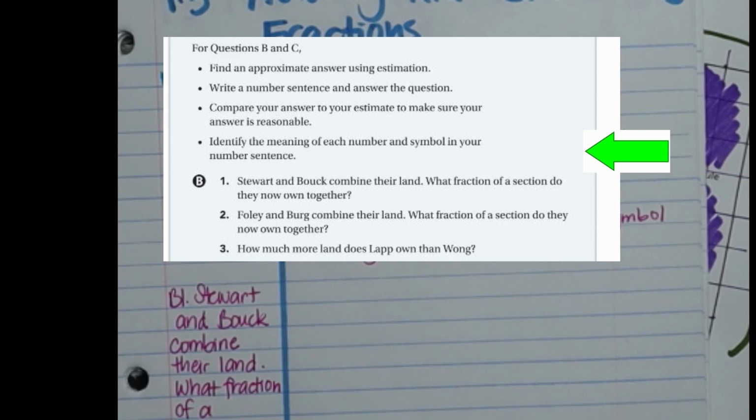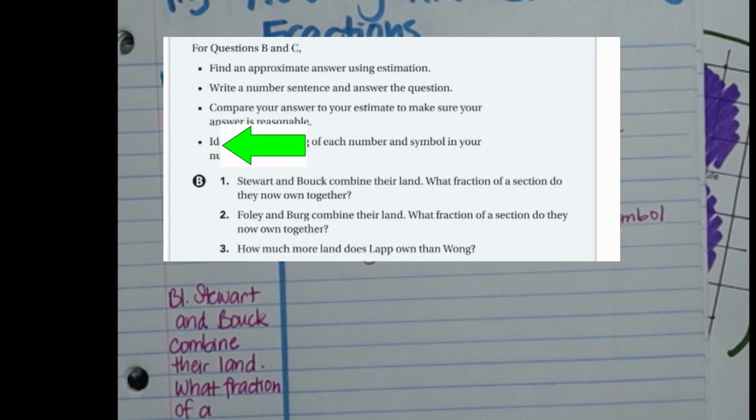Okay, let's move to problem B. B1, 2, and 3, you're asked to do 4 things. Find an approximate answer using estimation, write a number sentence and answer the question, compare your answer to your estimate to make sure your answer is reasonable, and then identify the meaning of each number and symbol in your number sentence. We're actually going to skip that one. We're not going to do that 4th bullet.